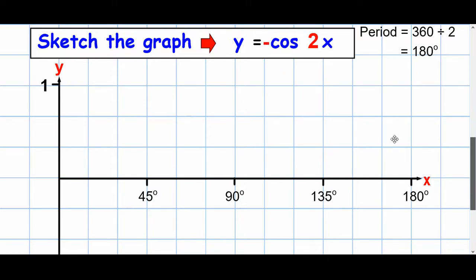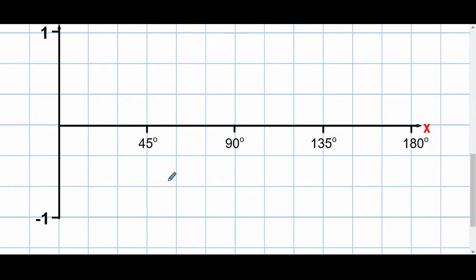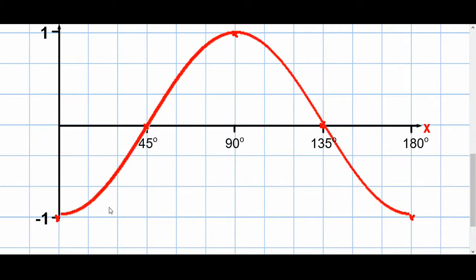Now because it's a negative cosine wave, when we start putting our points in, normally a cosine wave starts up here, doesn't it? So you want to start here, go to there, it's flipped over basically, up to here, down to here, and then back down to -1. And again, try and draw a smooth curve all the way through. It should look something like that.